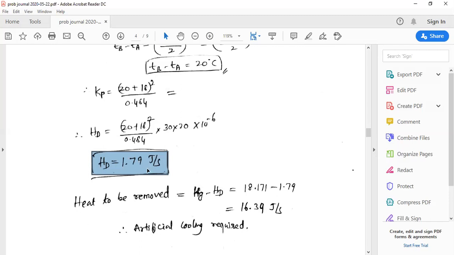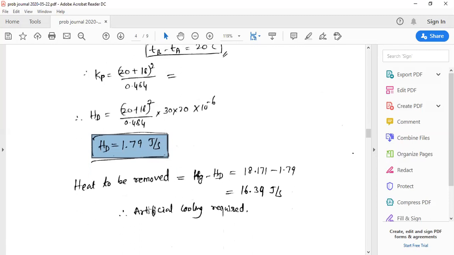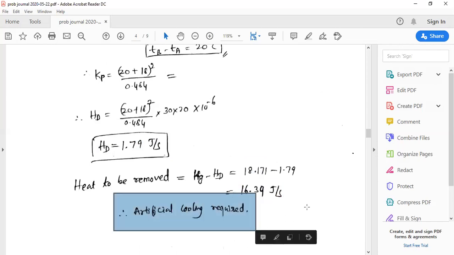Once you get the value of heat dissipated, we have to compare heat generated and heat dissipated. Suppose heat generated is greater than heat dissipated, then we can say that artificial cooling is required. That means only 1.79 joules of heat is removed from the bearing per second. But actual heat generated is 18.171, which is greater than HD. Hence, the amount of heat that is to be removed is 16.39 joules per second. Therefore artificial cooling is required.